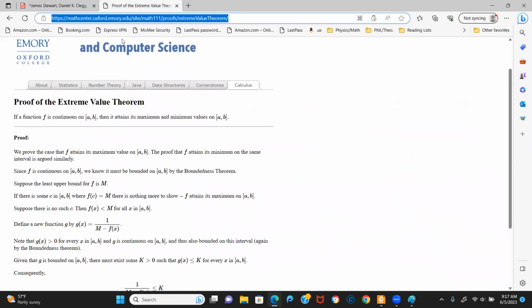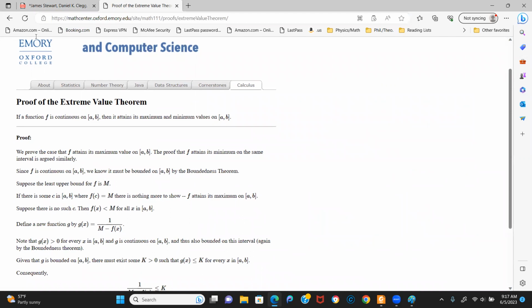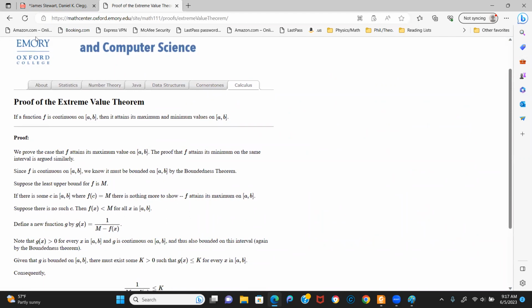Here's how the proof goes. We're just going to look at the case where f attains a maximum value, because proving that f has a minimum value is the exact same argument. There's basically no difference. And you can maybe even see how you argue that from this proof. So we're just going to prove that f has a maximum.